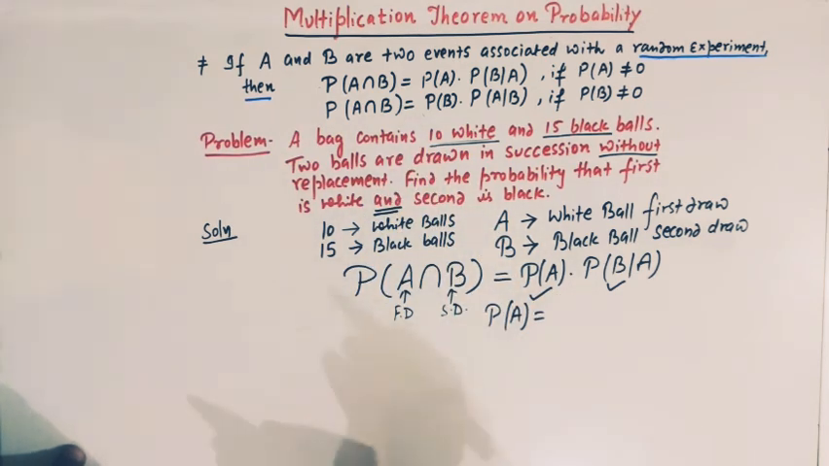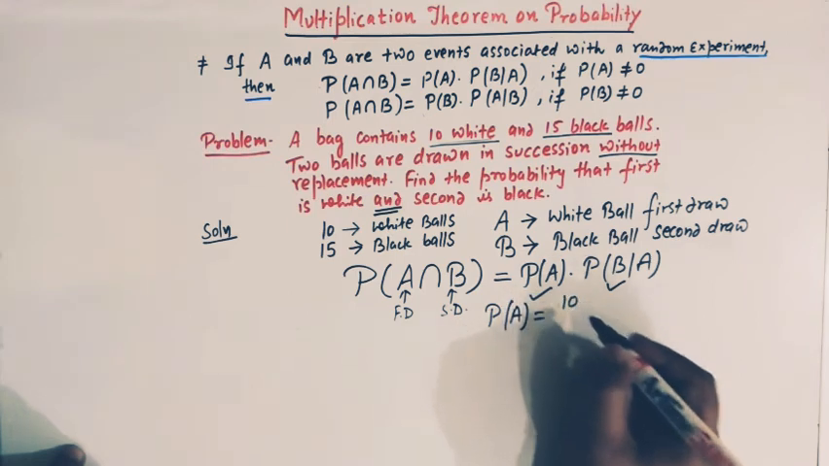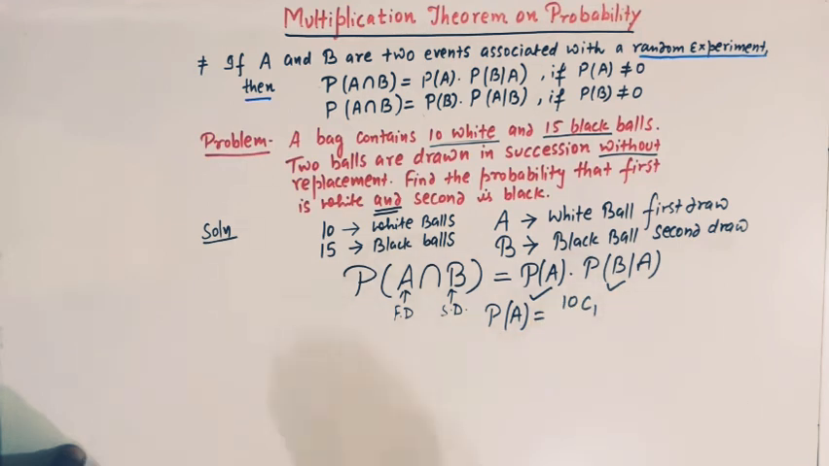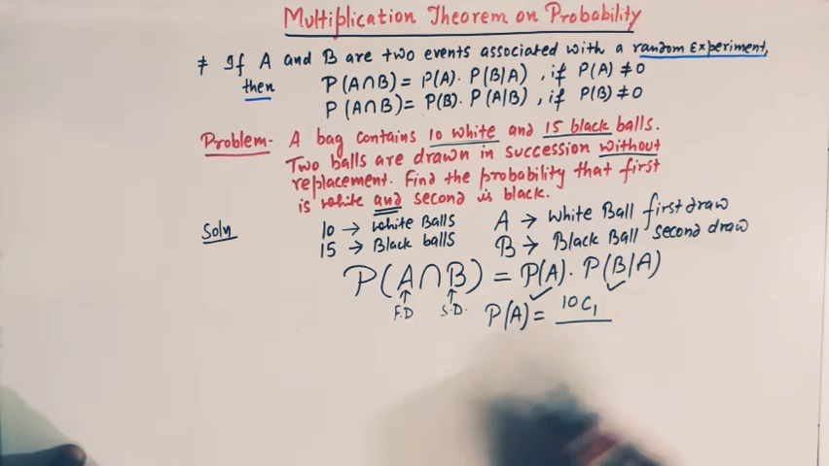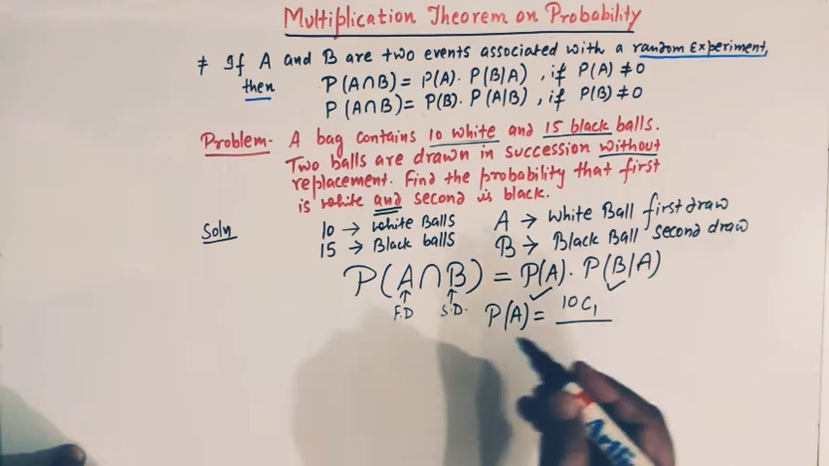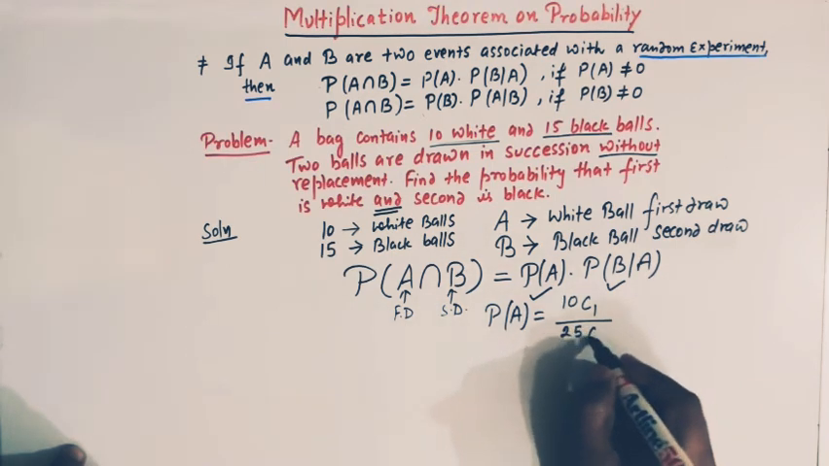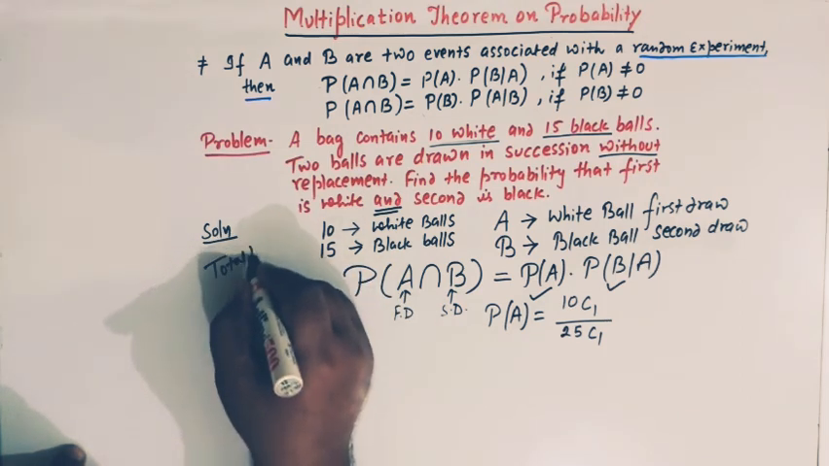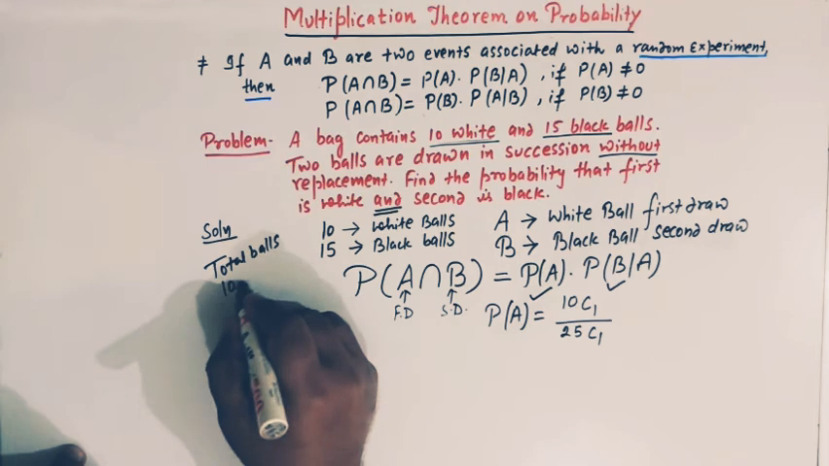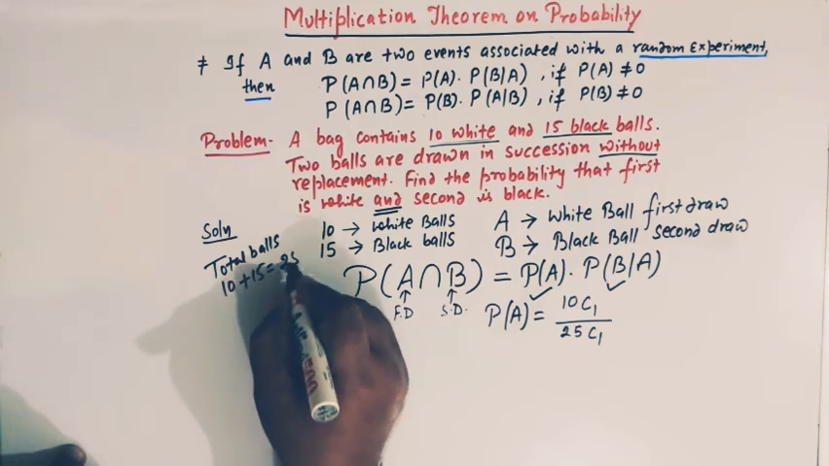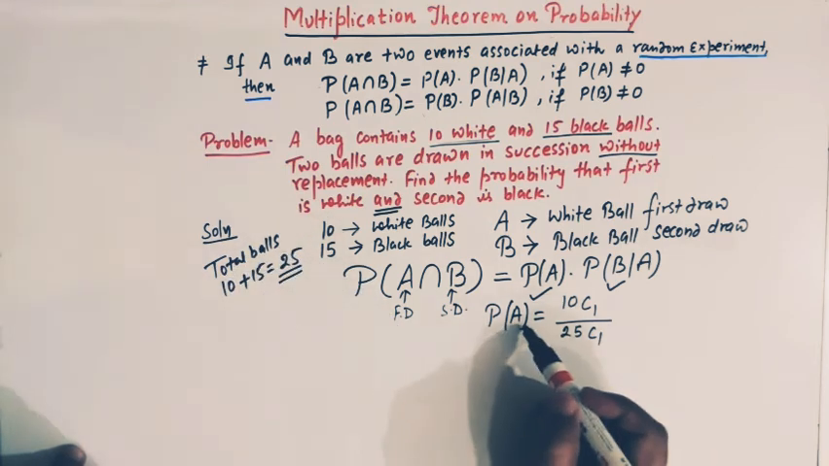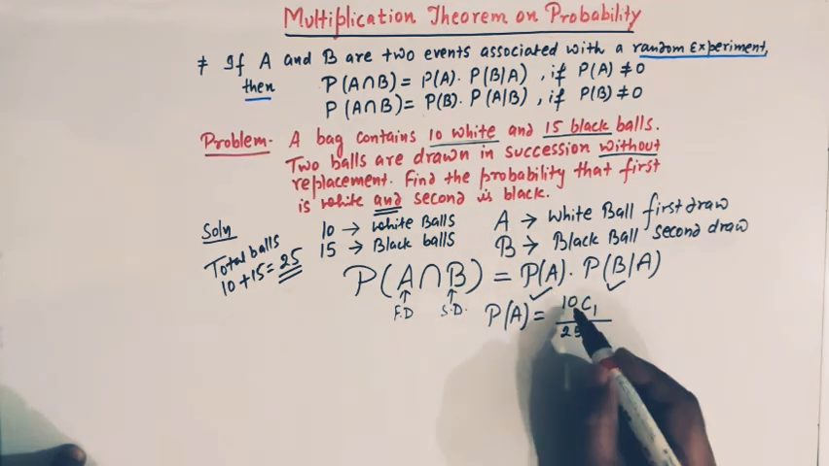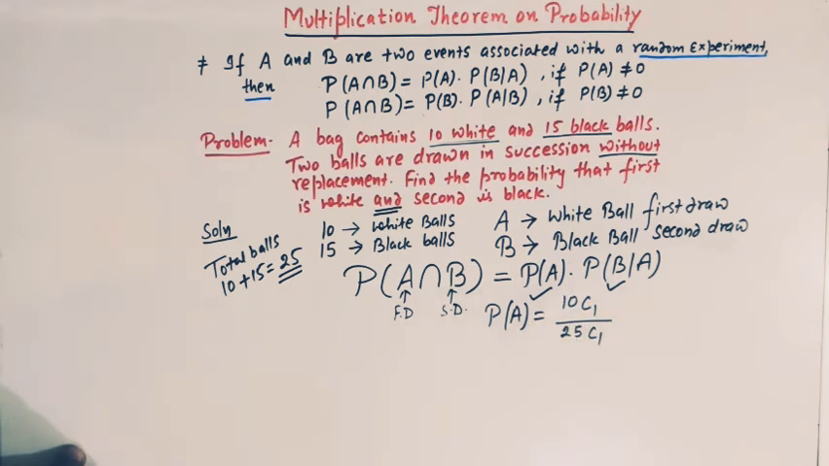So we have 10 balls, right? So we have to select one ball out of the 10 white balls, and the total number of cases will be 25C1, right? Because here the total balls are 10 plus 15, that is 25, right? So P(A), the probability of getting this event A, is 10C1 divided by 25C1.